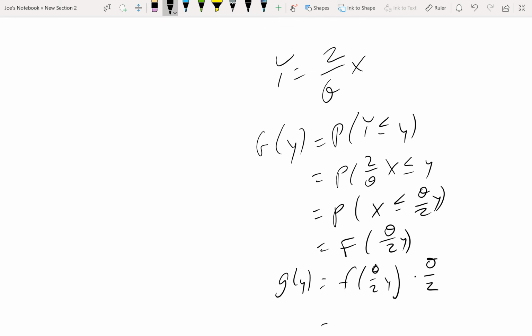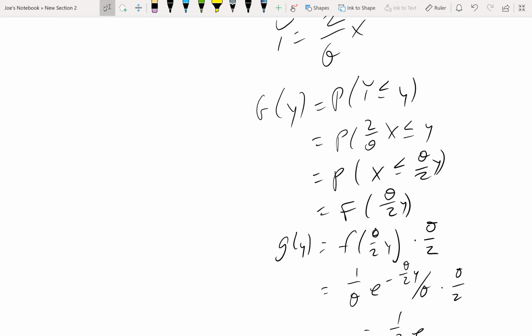So this PDF, of course, is 1 over theta e to the minus x, but I would have theta over 2 y over theta, and then times theta over 2, and this becomes 1/2 e to the minus y over 2. So you really do get exponential of 2. So it's a nice little trick that happens. I wasn't as worried about that trick, but it's good stuff. It's fun stuff.